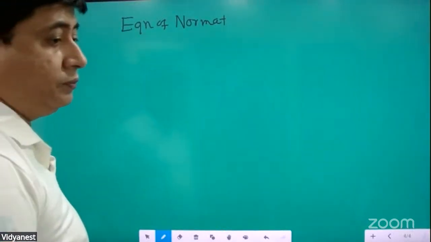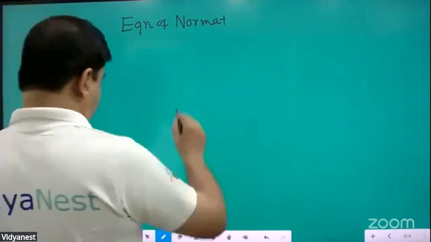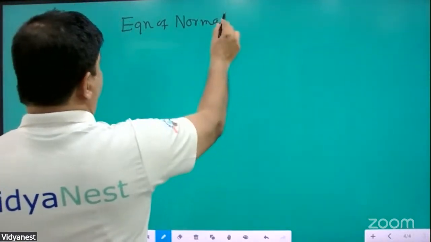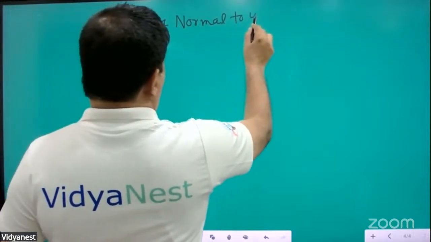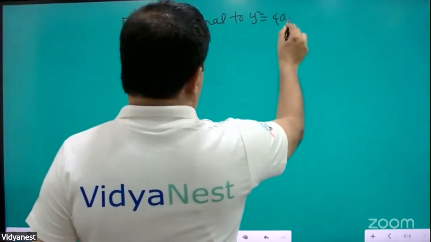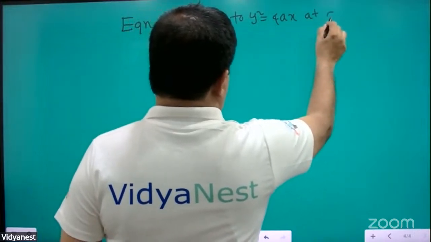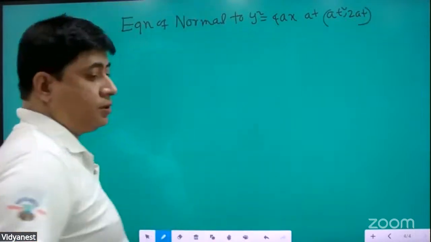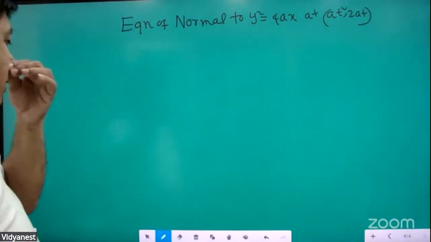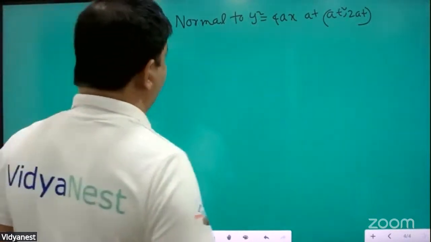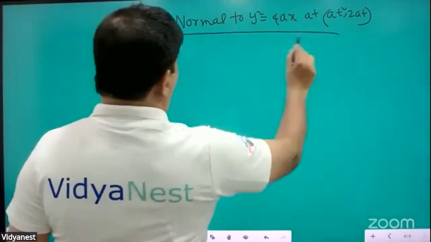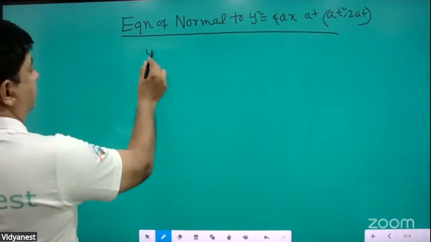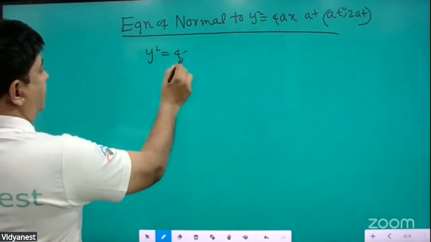Equation of normal to y square is equal to 4x at the parametric form (at square, 2at). We got the tangent, now the normal. So how to find the normal? Normal means perpendicular to the tangent. y square is equal to 4ax.